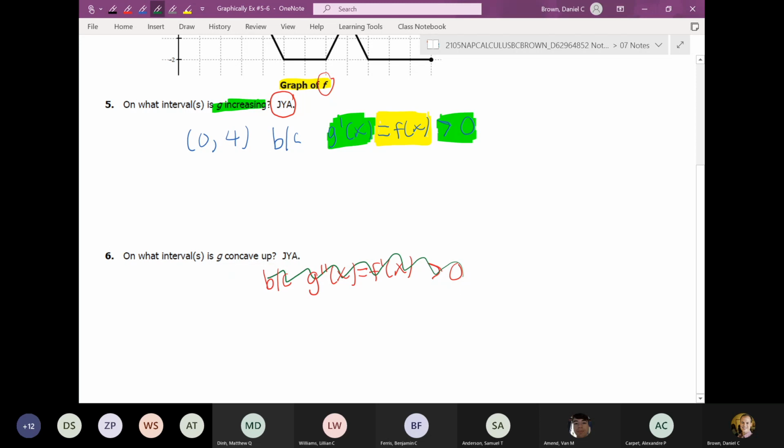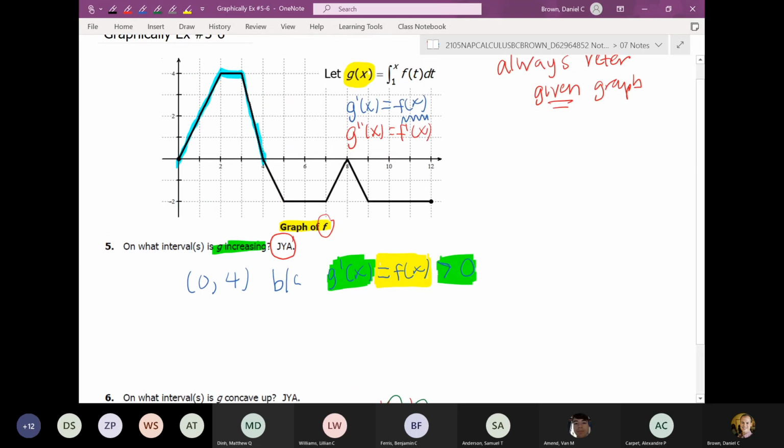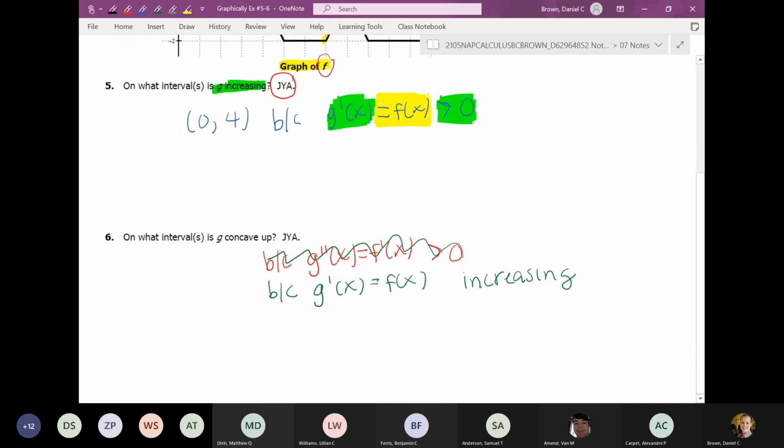But an equivalent would be, we know there's another way to talk about concavity. We know that concavity would also be true if g prime of x was increasing. Think back to that table we did all the way back in Unit 2. g prime of x is equal to f of x. Well, where is g prime of x equal to f of x increasing? Wherever f is increasing. And f is increasing from 0 to 2, and then also from 7 to 8.